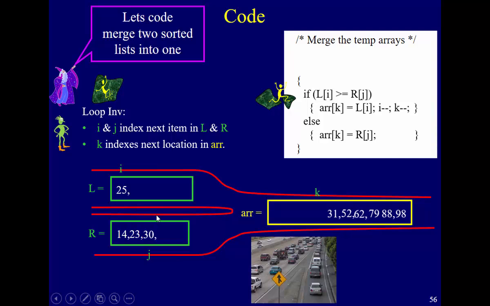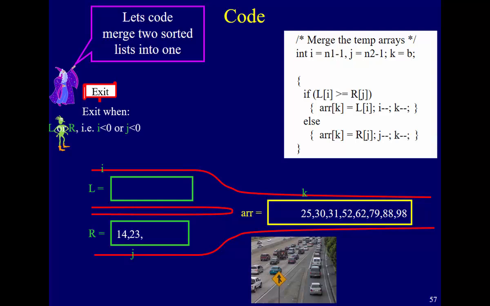Otherwise, we do the other guy, right? We move the guy in J over to K, and we decrement both. Right? Here we go. There, decremented. Everybody good with that? And then we keep going. We do it again. Here we go, that guy. And now, when do we exit? We have to think about when we're going to stop. And when do we stop?